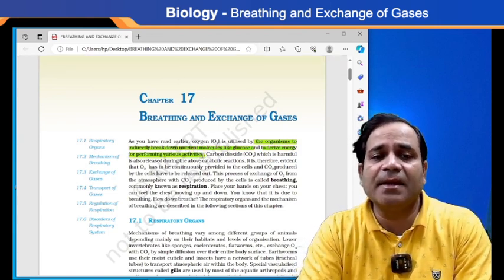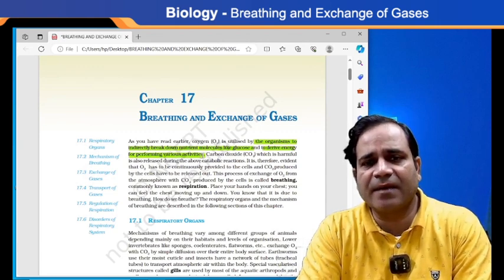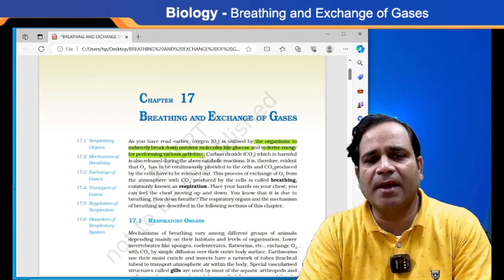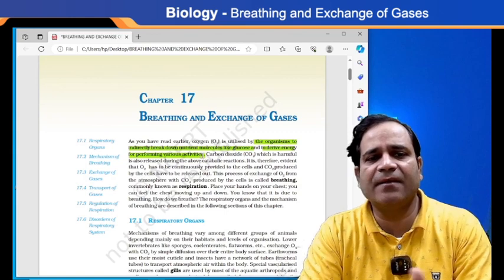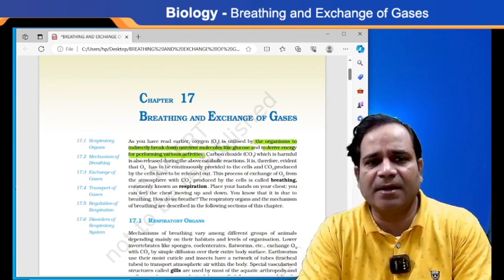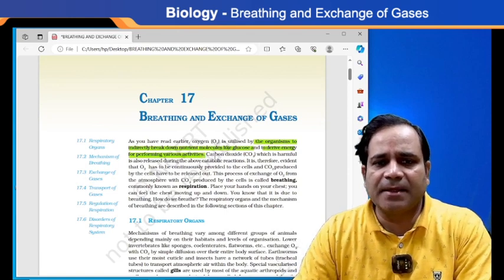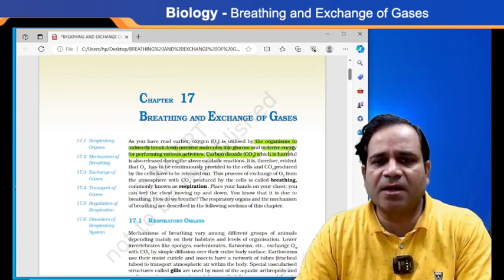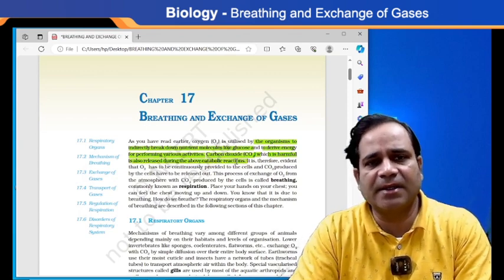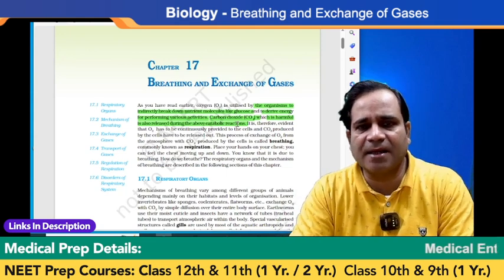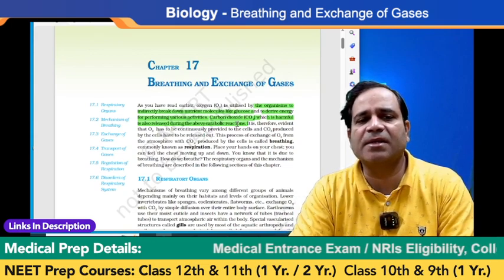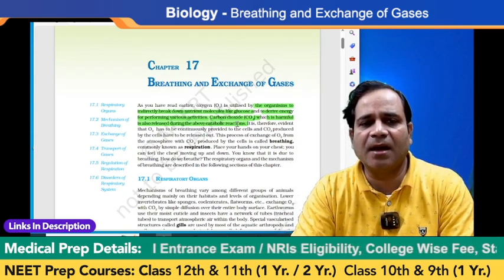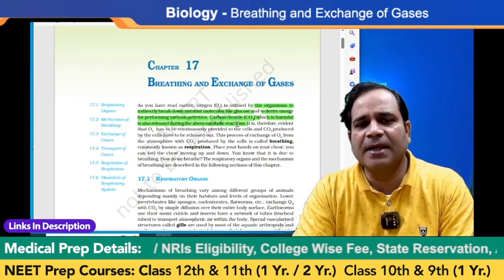So why do we need breathing and exchange of gases? Breathing and exchange of gases is very important, my dear. Because the glucose we take as food is used to derive energy for performing various activities, there is a need for exchange of gases. The carbon dioxide, CO2 gas, which is very harmful, is also released during the above catabolic reaction. Respiration is a catabolic process. Getting my point? So whatever the catabolic process, it also releases harmful gas, that is CO2.